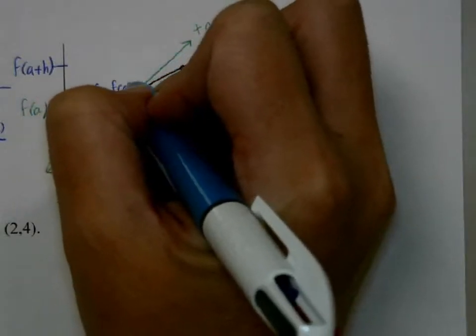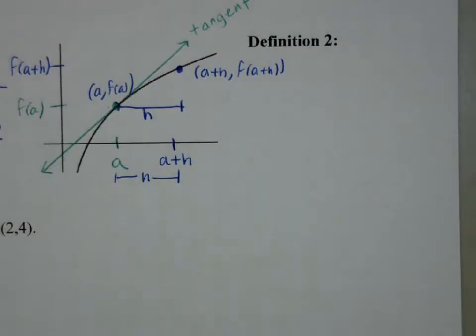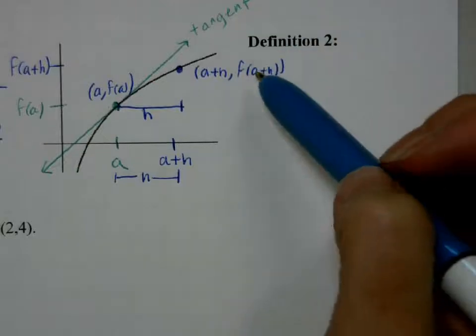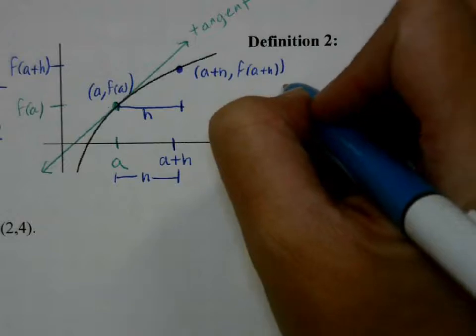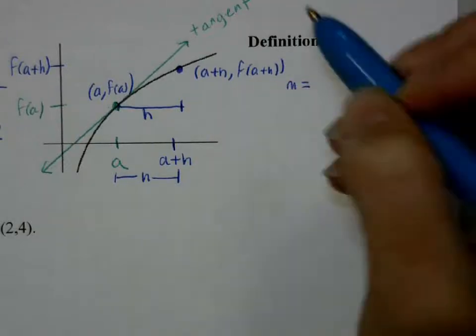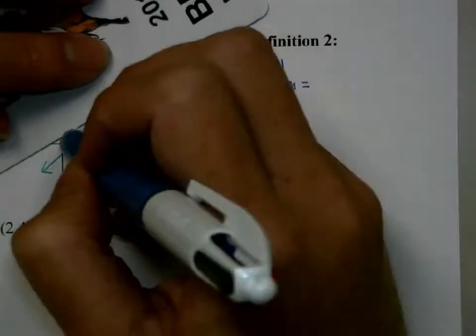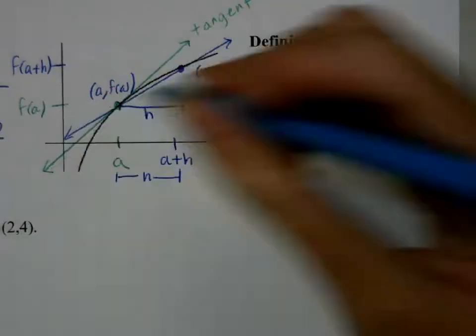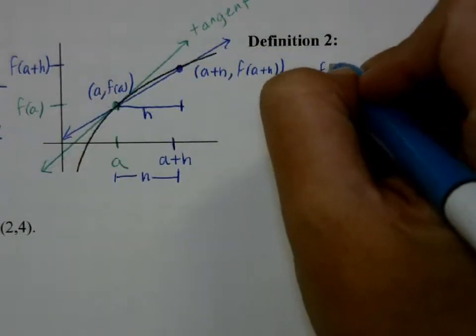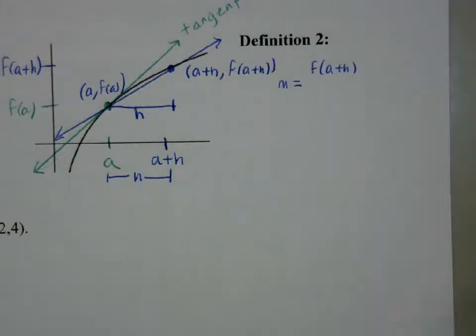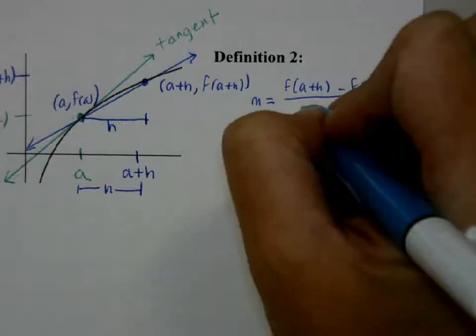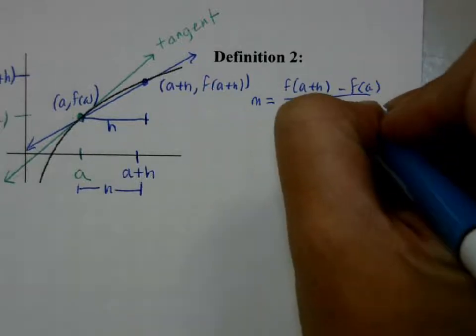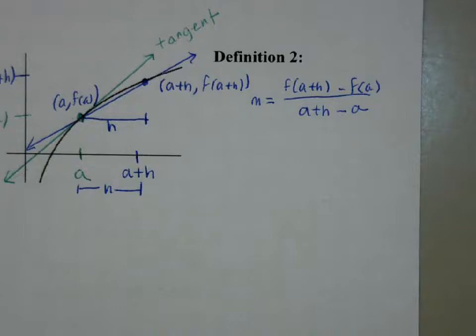Okay, well, the slope of this line is going to be y2 minus y1 over x2 minus x1. So in this case, okay, so this would be the slope of that line. Okay, is going to be f of A plus h minus f of A over A plus h minus A. Okay, well, this A is going to cancel with this A, so we're going to have this over h.